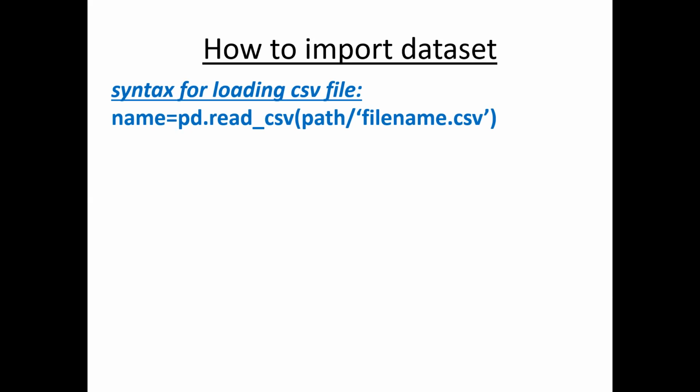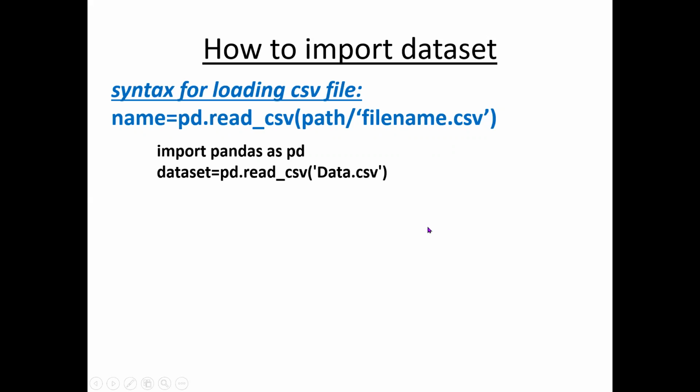So in that pd.read_csv, here you can give the path to your file. If you are saving the file, that means your Python file and your dataset file are in the same folder, just give the file name. If you store your dataset and Python file in the same folder, there is no need to give the path, just type the file name.